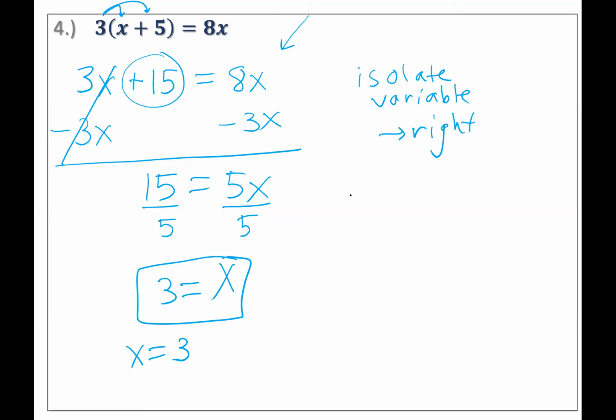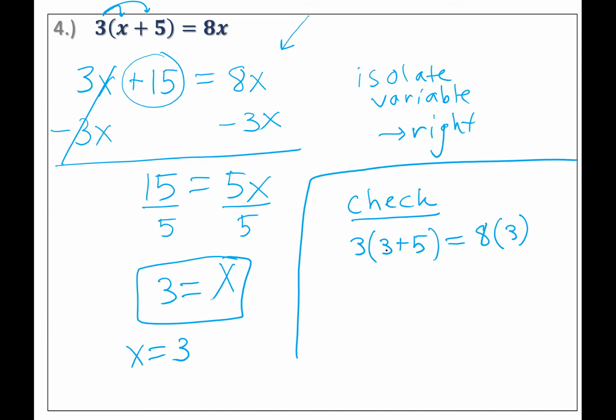All right, and then finally, let's check. 3 parentheses x plus 5. Instead of x, I'm writing 3. So I'm writing 3 parentheses 3 plus 5 equals, instead of 8x on the other side, I'm going to write 8 times 3. And now we will check to see that both sides are equal. So 3 plus 5 in parentheses, that's 8. 3 times 8 is 24. On the other side, 8 times 3, 24. So 24 equals 24.